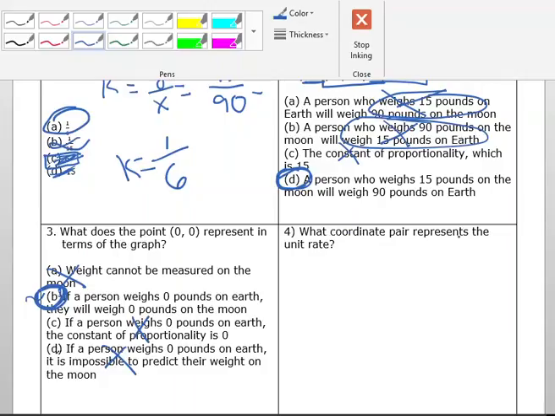And then when I have unit rate, which coordinate pair represents the unit rate? For my unit rate, I'm just going to go with my constant of proportionality, right? So I already know that my k is equal to 1 over 6. And that means that for every 6 pounds on Earth, I have 1 pound on the moon. Because I have this one here, that is going to be my unit rate.